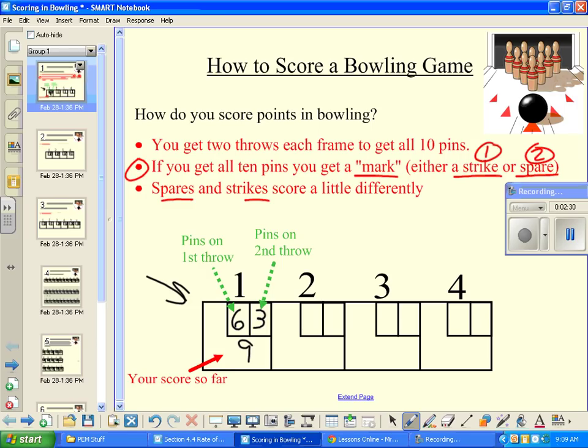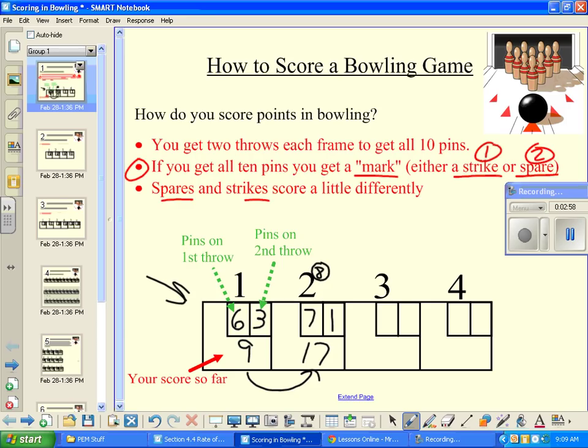Then I come up in the second frame. Again, I get 2 throws. Let's say I get 7 pins the first shot, and then I get 1 on the second shot. Well, then I've gotten 8 pins in this frame. Sometimes I even say you can put that little total up top to figure out how many you've got in each frame, and then I add that to my running total, which I'm going to have here on the bottom of each frame. 8 plus 9 gives me 17. So that's what I'm going to put down here. So now I have 17 as a score so far.